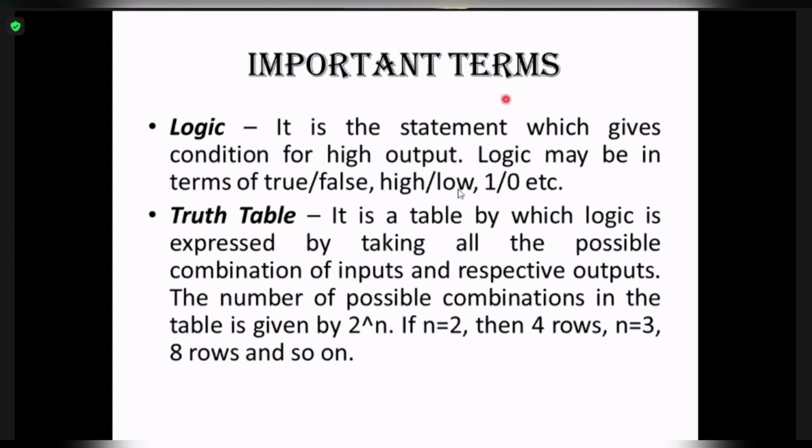So basically a logic is a statement which will give you the condition for the high output. It is a statement which represents for what possible combination you are going to get the high output, right? For what possible set of inputs you will get the high output. High output means the output is 1. For what possible set of inputs the output will be 1, right? So that is represented by the logic in the logic gates.